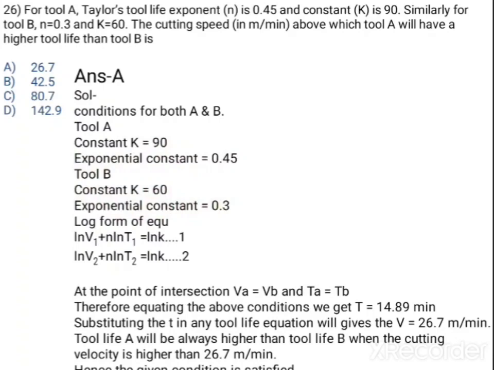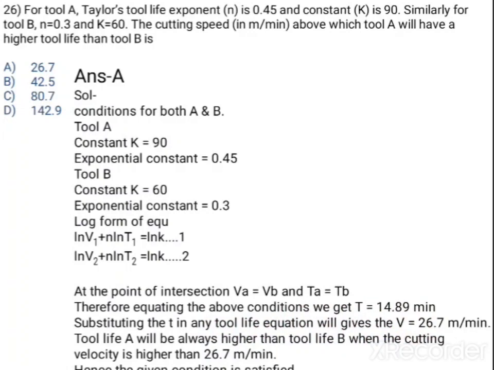If you take the log form of the equations, what will we get? Log of V1 plus n log of T1 is equal to log of constant, that is expression number 1. Second: log of V2 plus n log of T2 is equal to log of constant 2. At the point of intersection, Va is equal to Vb and Ta is equal to Tb. Therefore, equating these conditions, we will get T is equal to 14.89 minutes. Substitute that T value in the tool life equation, and we get V is equal to 26.7 meters per minute.